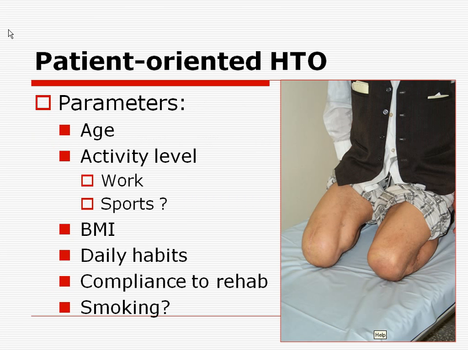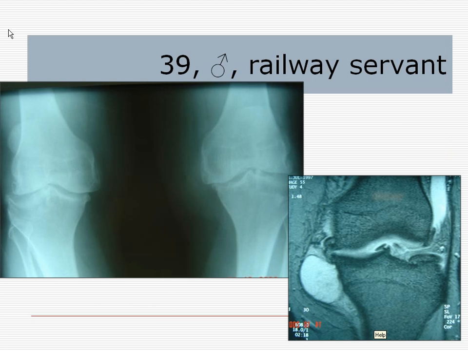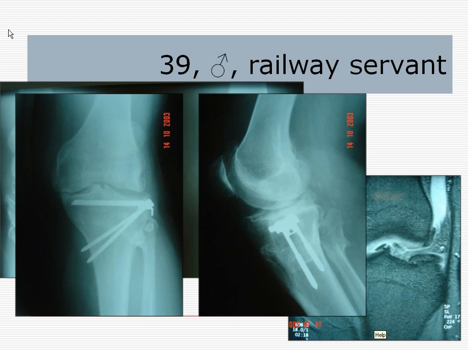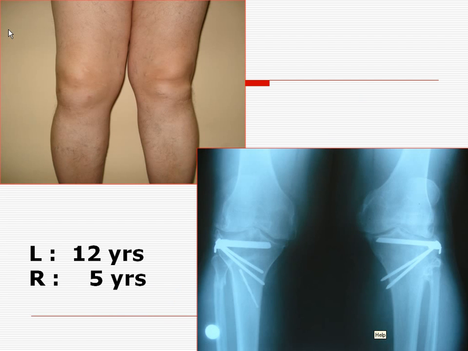The first two parameters are particularly important in choosing the right patient, such as in that case, a 39-year-old railway servant. He's active, working at least 8 hours a day, but he has both knees three-compartmental problems, huge medial cyst formation, not a good candidate for a high tibial osteotomy. But in that case you can choose a high tibial osteotomy because he is still an active and young patient. You should enlarge the HTO zone in this patient group, and he is still active 12 years after the first osteotomy and 5 years after the right side.